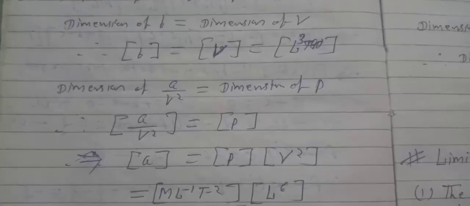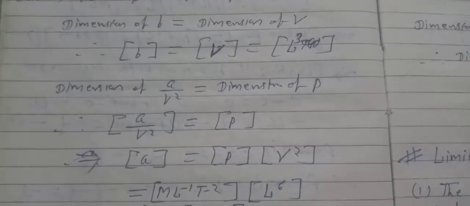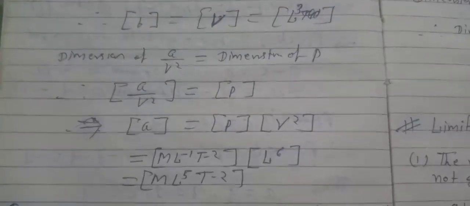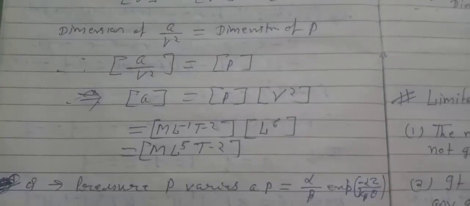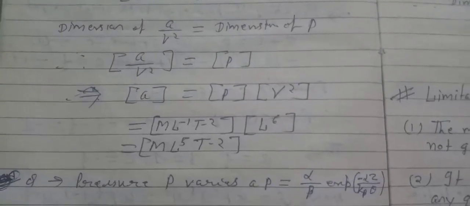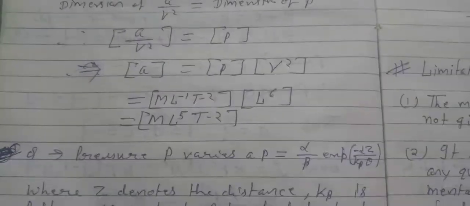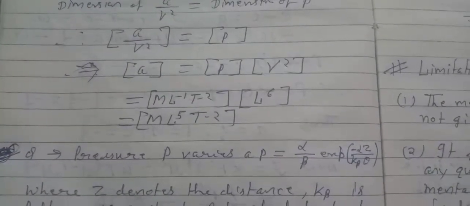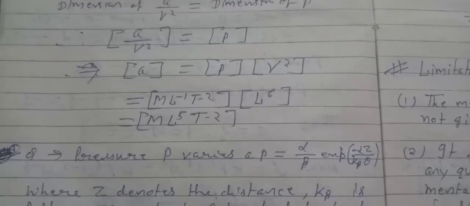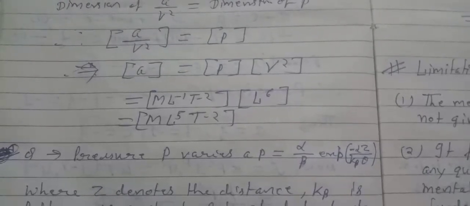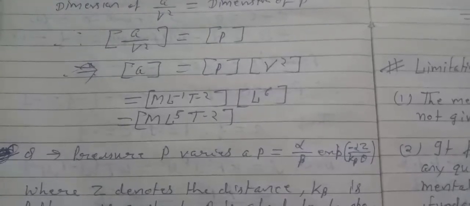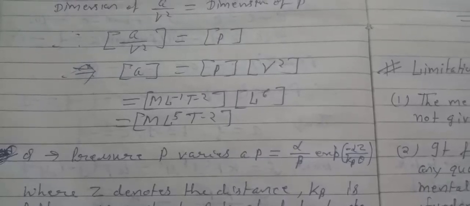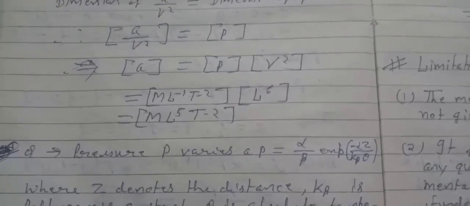Now dimension of A by V square equals dimension of P. Hence dimensionally A by V square equals dimensionally P. This implies dimensionally A equals dimensionally P into dimensionally V square. So putting the value of the dimensional formula of P and V, we get M into L to the power minus 1 into T to the power minus 2 into L to the power 6 equals M into L to the power 5 into T to the power minus 2. Answer.